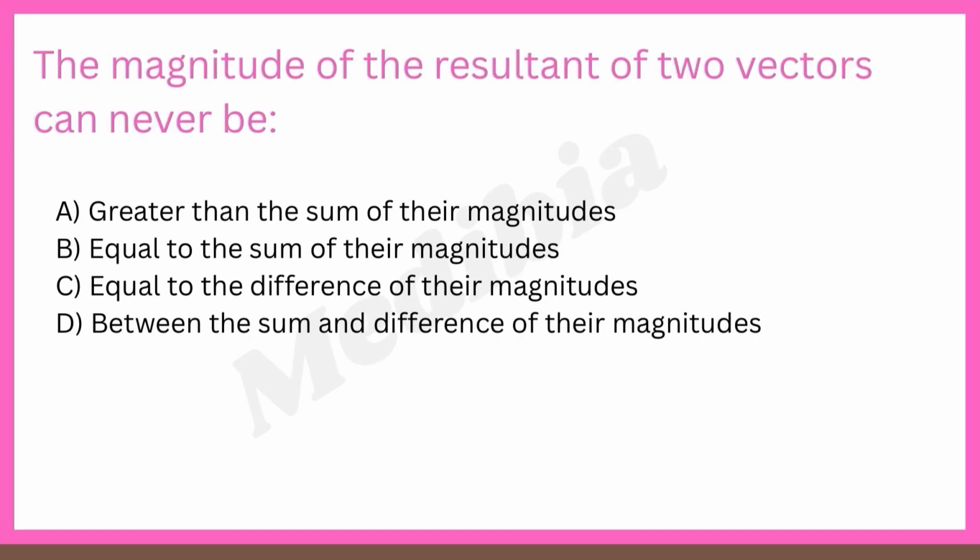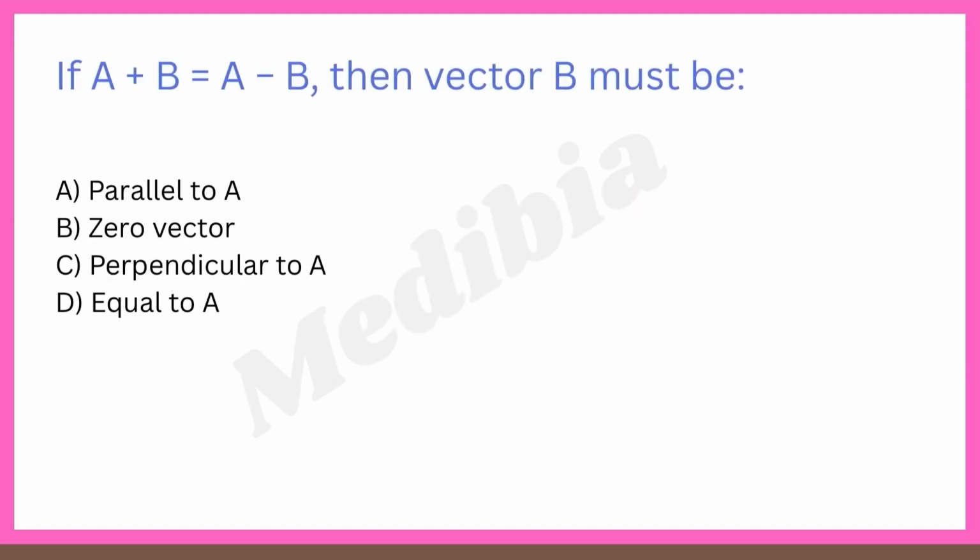The magnitude of the resultant of two vectors can never be: greater than the sum of their magnitudes, equal to the sum of their magnitudes, equal to the difference of their magnitudes, between the sum and difference of their magnitudes. If a plus b is equal to a minus b, then the vector b must be: parallel to a, 0 vector, perpendicular to a, equal to a.